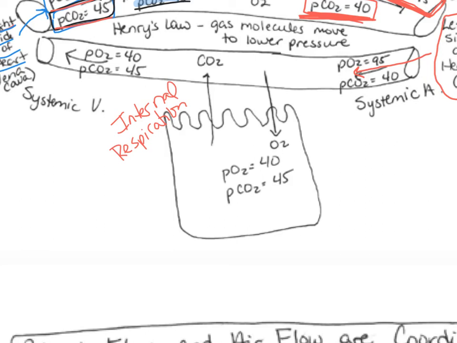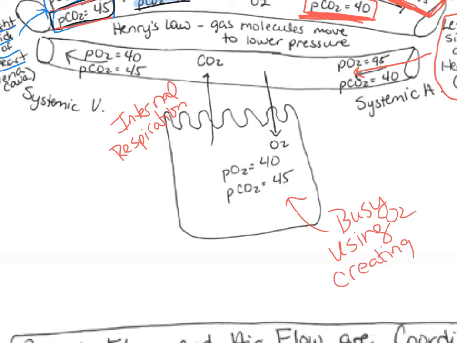So the cell, first of all, the cell is busy, and it is using oxygen, so it's going to have low oxygen, and it's creating carbon dioxide. That's what cells do. They use the oxygen to make ATP, and then they create carbon dioxide in the process. That's the waste product. Okay. So we have a lower oxygen level because they've been using oxygen, and we have a higher carbon dioxide level because they're making carbon dioxide.